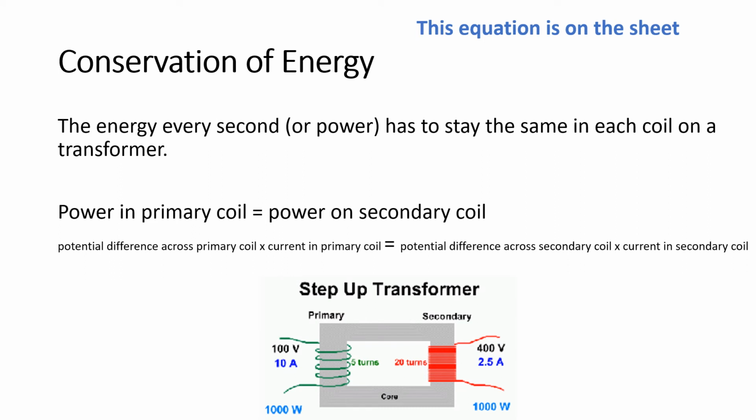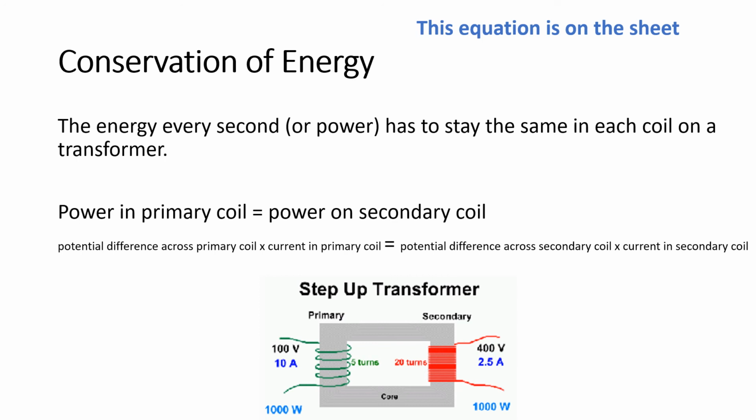But we must remember the conservation of energy. The energy every second, or power, has to stay the same in each coil on a transformer. So the power in the primary coil must equal the power on the secondary coil. Power is current times voltage. So the potential difference in the primary coil times the current in the primary coil has to equal the potential difference across the secondary coil times the current in the secondary coil.